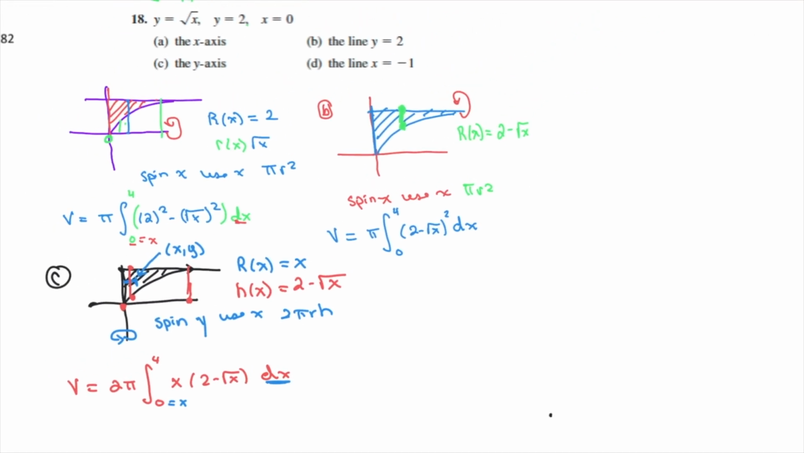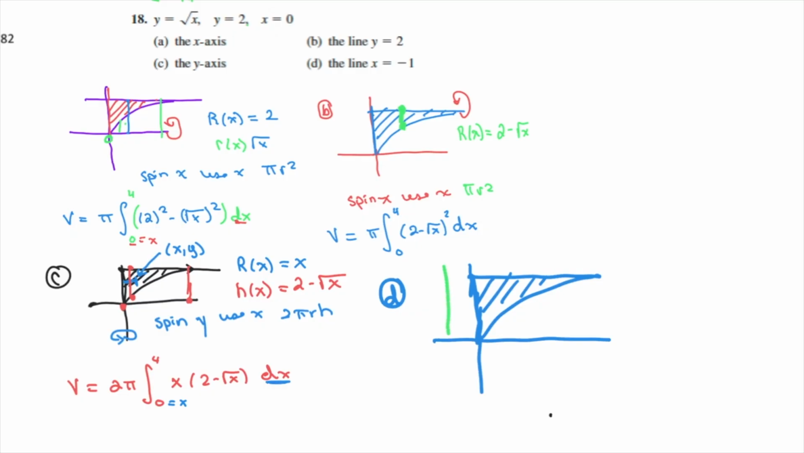So for question D, we're going to do something similar. We're going to draw the picture. When we draw it, we have our square root of x. We'll have our y equals 2 and our x equals 0. So again, the same region, but this time we are spinning about the line x equals -1, which is way over here. So this is x equals -1. So draw your spinning axis, and you can see this time it's parallel to the y-axis.